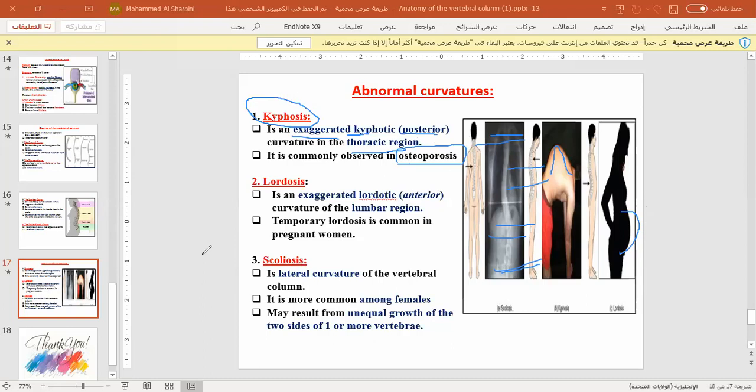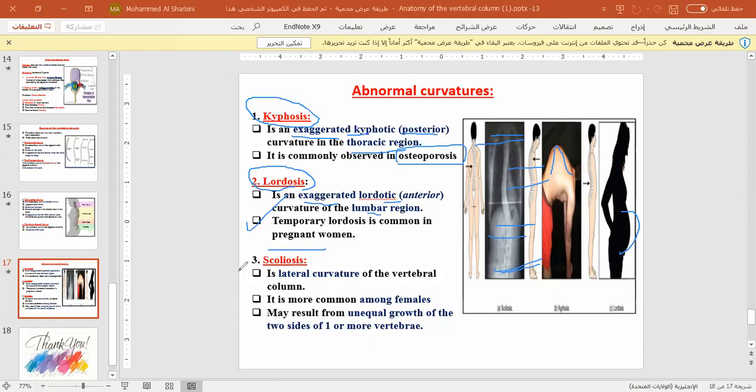Okay. If the abdomen will be increasing more like that, the curve of the abdominal, where the secondary curve is more increasing anteriorly, which is more common in pregnant women, so it is named lordosis. Lordosis. Exaggerated means increasing more. Lordotic curve, which is in the lumbar region more. It is named lordosis.